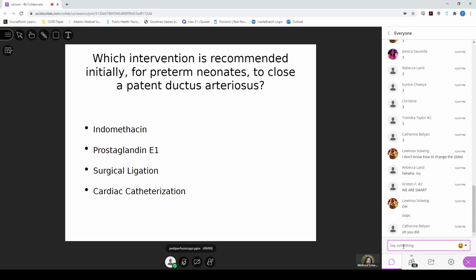Okay, which intervention is recommended initially for preterm neonates to close the PDA?